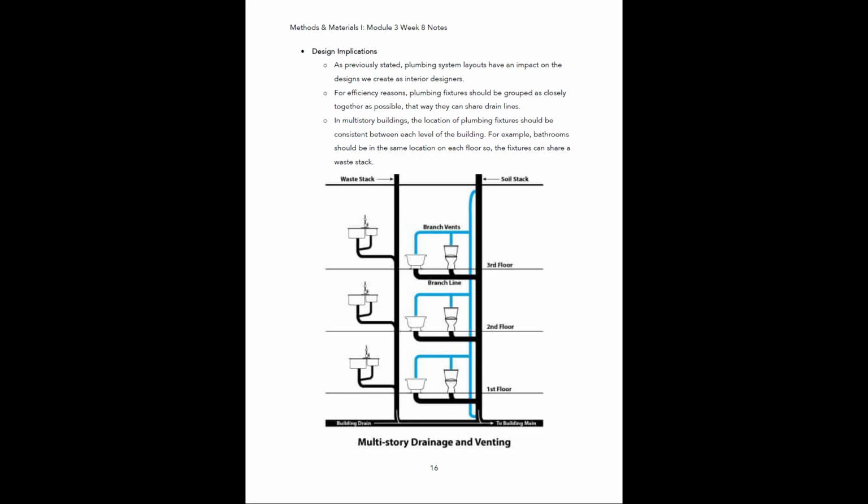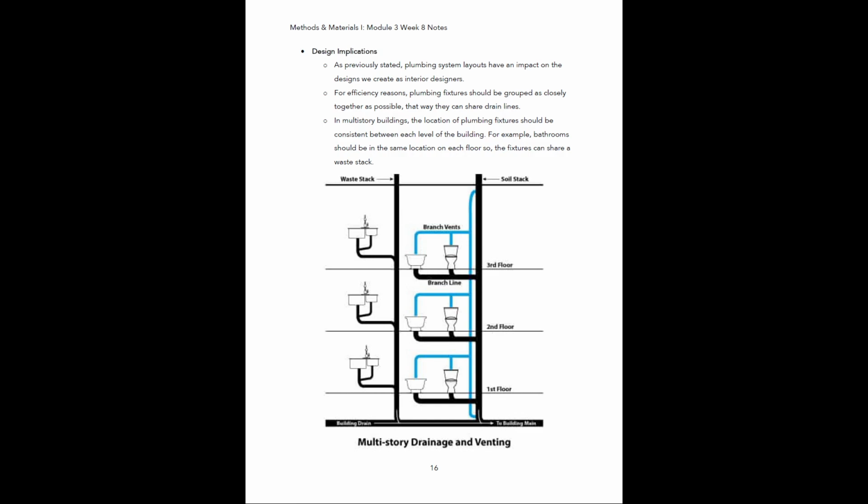But two, if you have shorter runs, it's going to be using less water as well. Okay, and the system will be more efficient. In multi-story buildings, the location of plumbing fixtures should be consistent between each level of the building. So for example, bathrooms should be in the same location on each floor, so the fixtures can share a waste stack. Okay, so taking a look at this diagram right here, this is a typical multi-story building situation.